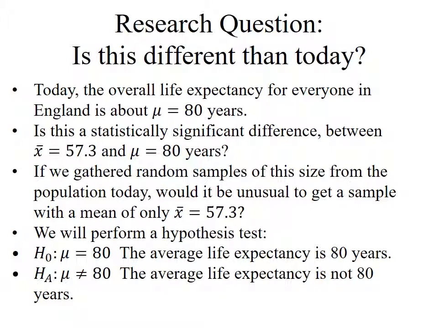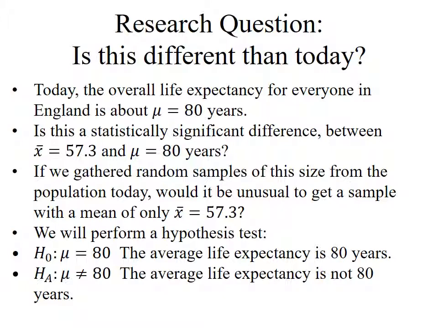In other words, what we're really doing when we do these computations is I'm saying, suppose I gathered random samples of this size from the population today with the mean of 80 years. I gather a bunch of random samples. Would it be unusual? Would it be surprising to get one of those samples that would have a mean of only 57.3 years? That's what we're really computing here.